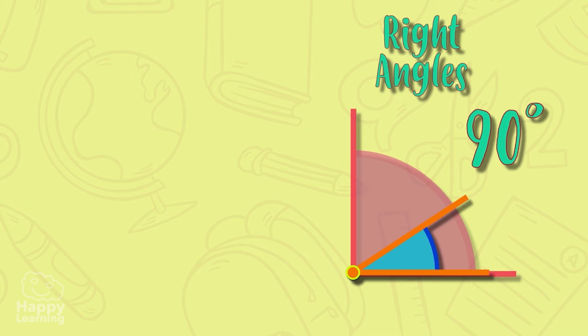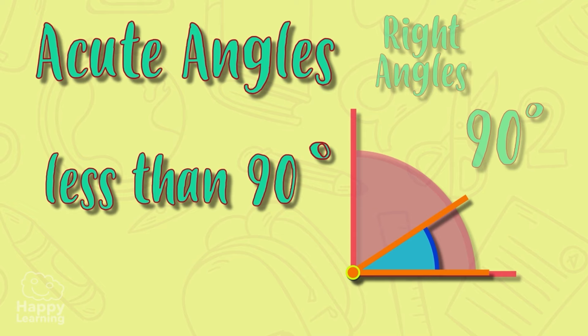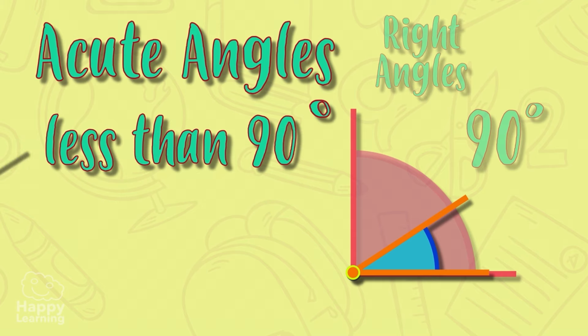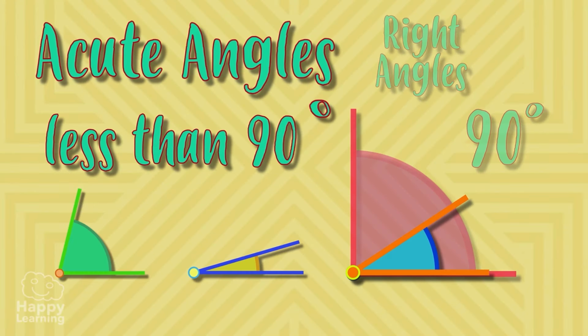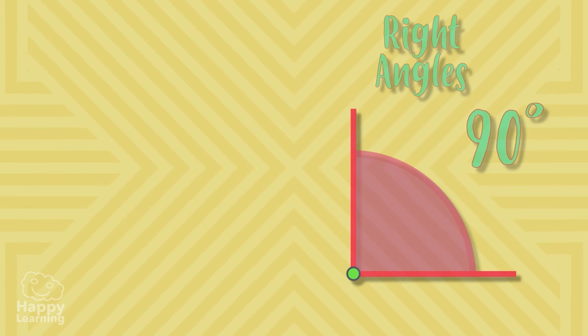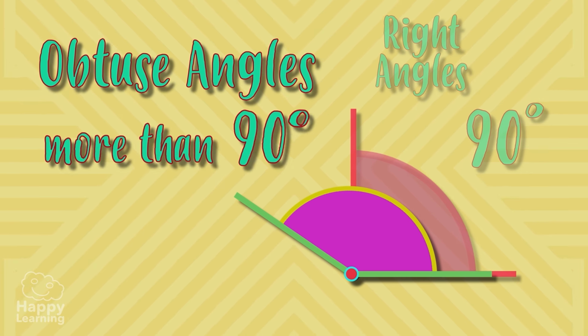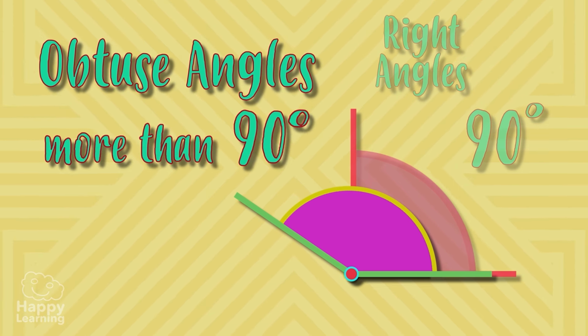The angles that are smaller than a right angle are called acute angles, and they measure less than 90 degrees, like all of these. And the angles that are bigger than a right angle are called obtuse angles and measure more than 90 degrees, like all of these.